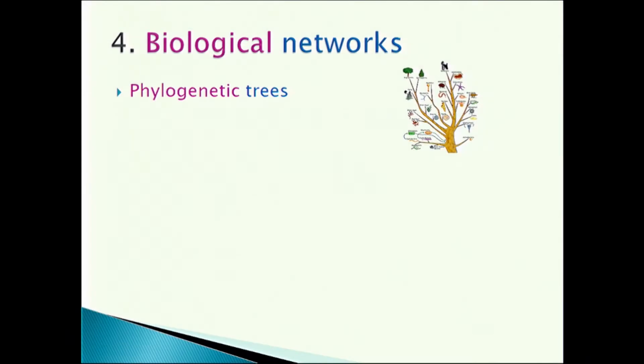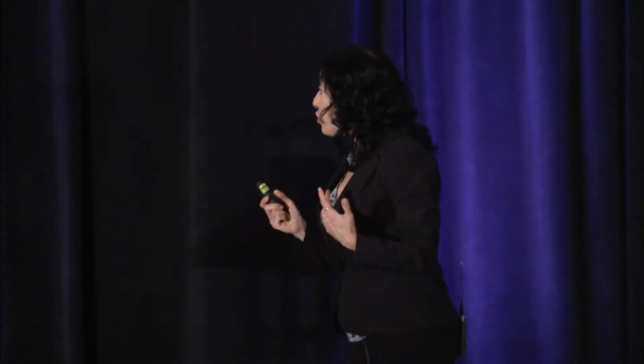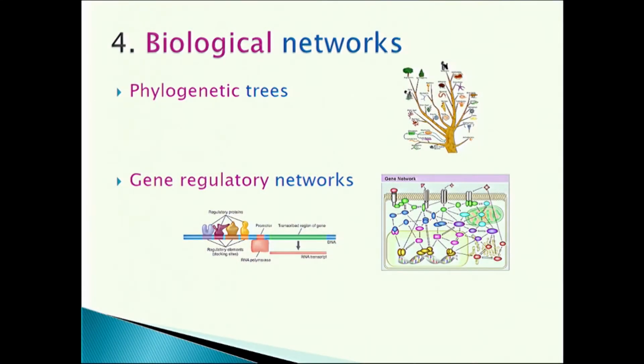Okay, there are also biological networks. So there are phylogenetic trees, which we've studied for years and years. You know, there are the species that are present today, and then from those you try to infer where they came from, how they split off from each other. People like Tandy Warnow is a fantastic data scientist who looks at these kinds of problems. Okay, there are gene regulatory networks, and I'm going to focus a lot of the talk on that.